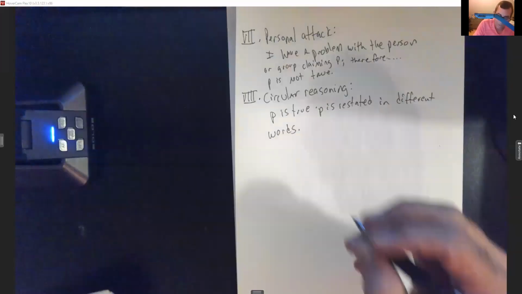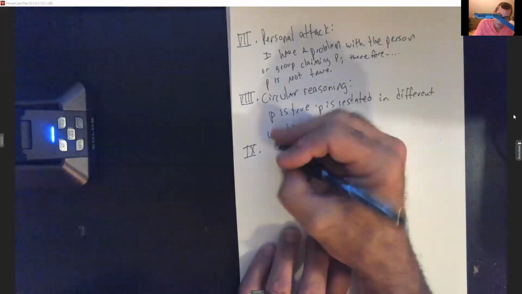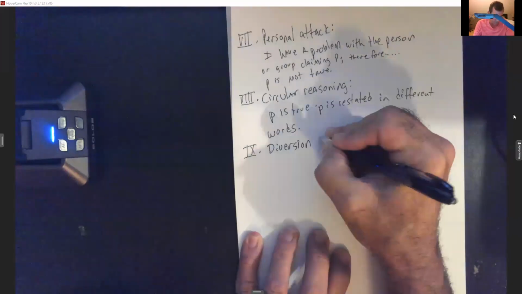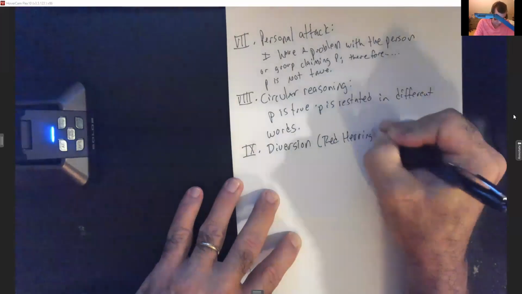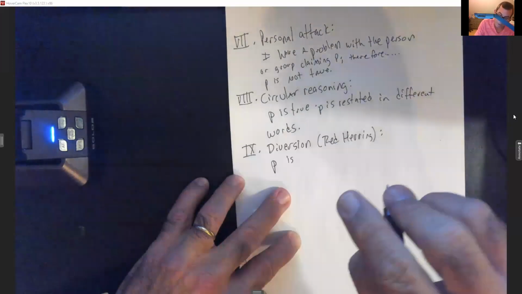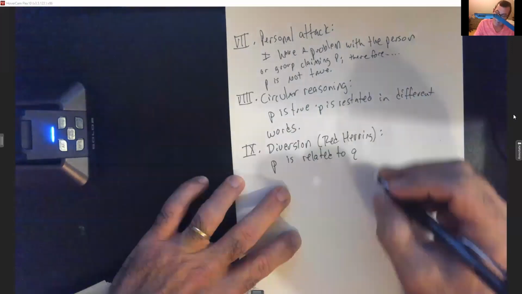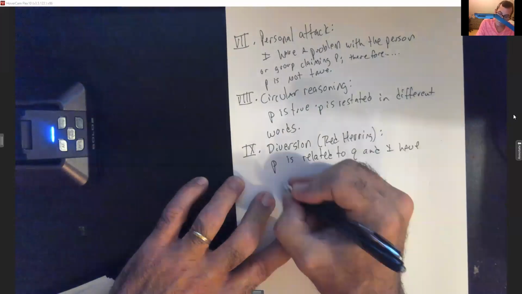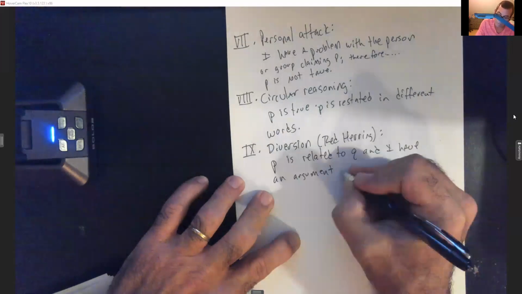All right, y'all, look at this. We're already on number 9, which is an IX in Roman numerals. Diversion. And diversion is often called the red herring fallacy. So, P is related to Q. And I have an argument concerning Q.